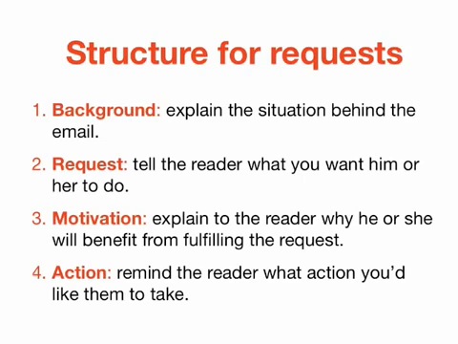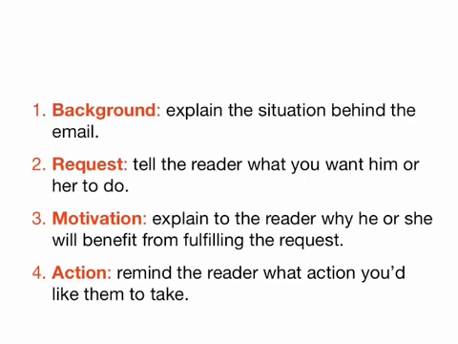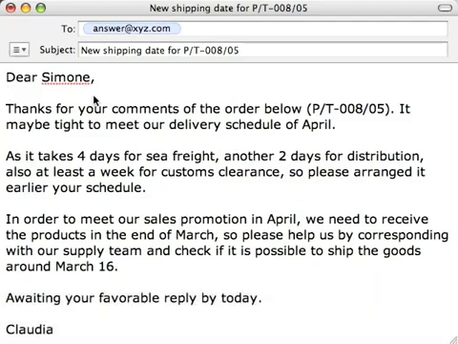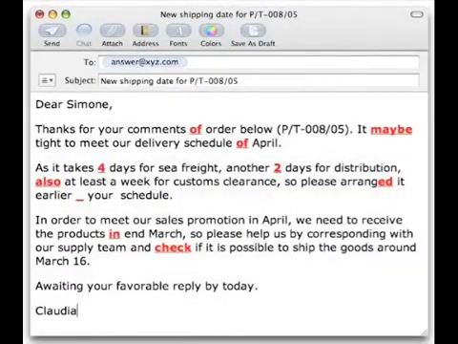This structure is going to be useful to keep in mind when we examine the style of the email. But before we do that, let's clean up a few problems with mechanics. That means grammar, spelling, and punctuation. As we're limited to just 10 minutes on YouTube, I'm going to quickly bring up a new screen showing all of Claudia's problems with mechanics.